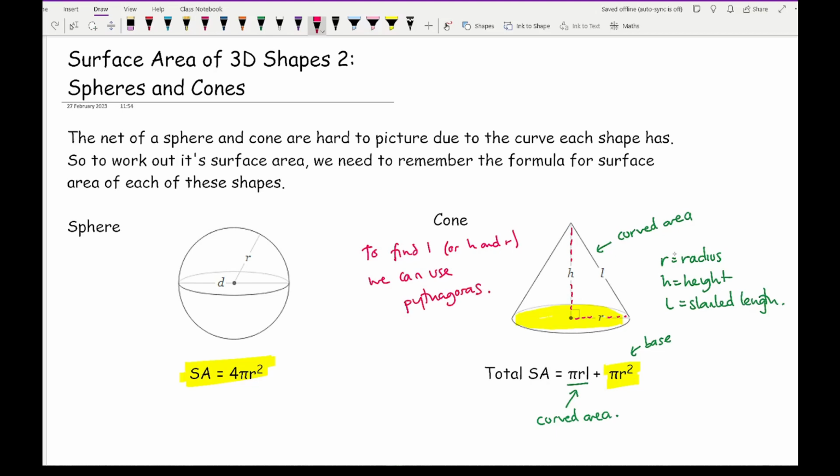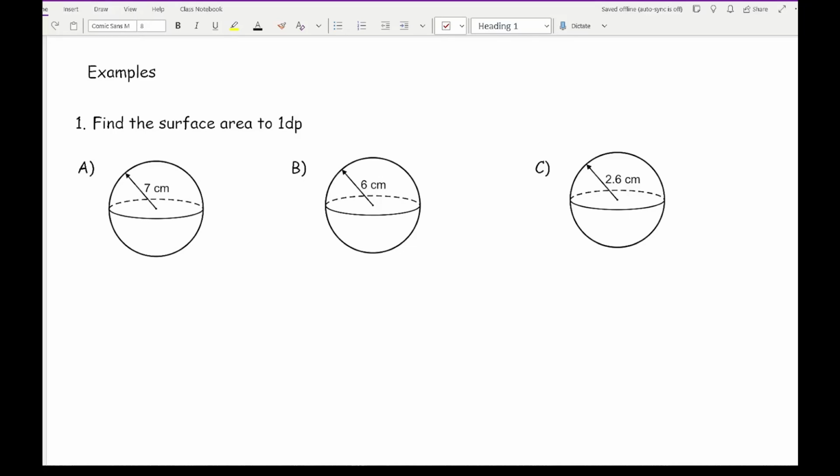Always make sure that you're reading a question carefully, because with a cone they might ask you for the total surface area or they might just look for the curved area. So now let's put into practice using these formulas. Looking at question 1, it's asking us to find the surface area to 1 decimal place, and we've got spheres. Here we don't need to worry about the total surface area because we're just going to assume that it is, but also there's only really one face of a sphere, so it's going to be that.